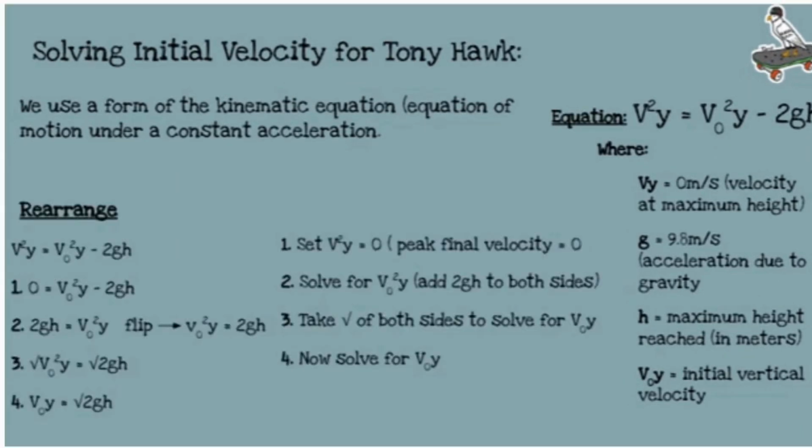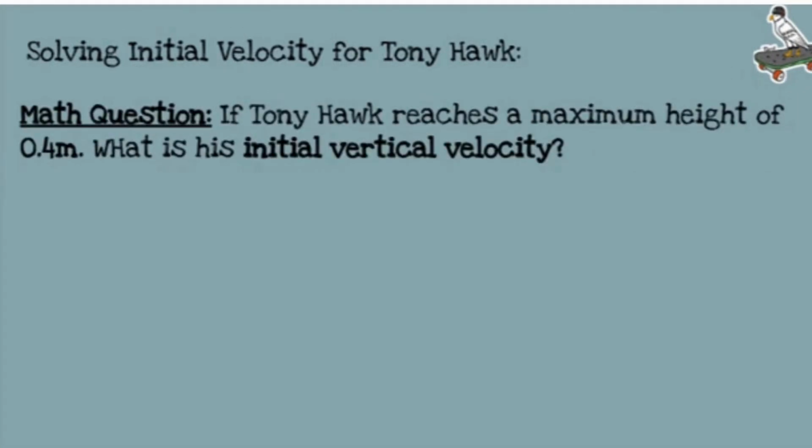The next thing we do is rearrange our equation to solve for initial velocity. The first thing we do is set Vy squared to 0 because that's peak velocity. Next, we solve for initial velocity by adding 2gh to both sides. We take the square root of both sides to solve for initial velocity. Now the question is, if Tony Hawk reaches a maximum height of 0.4 meters, what is his initial vertical velocity?